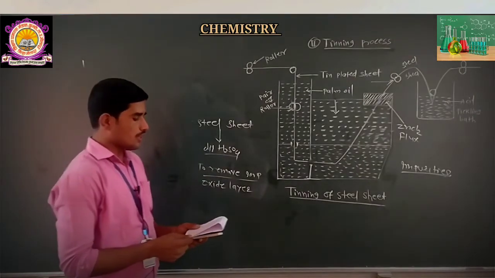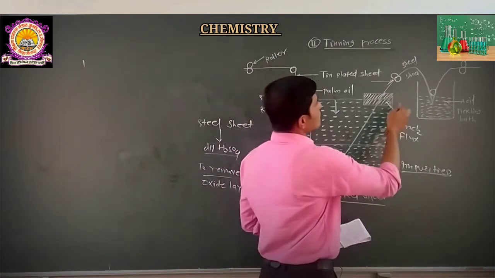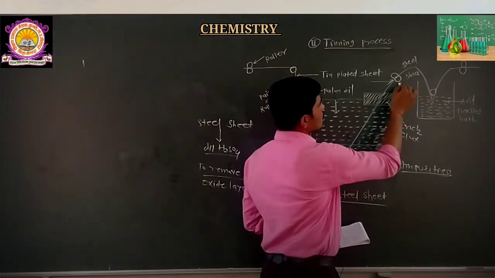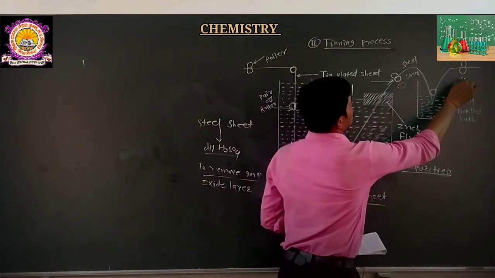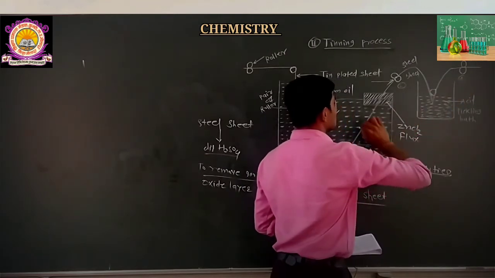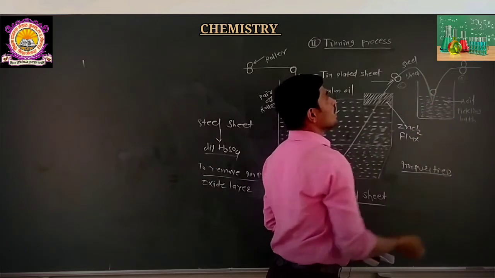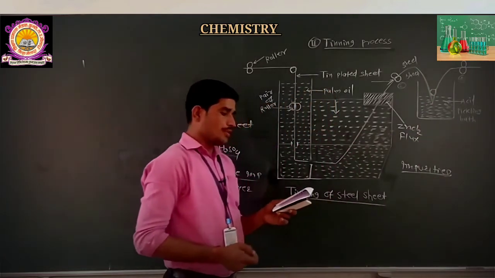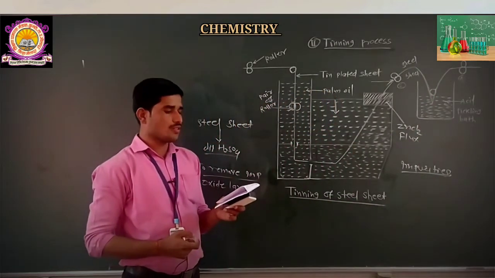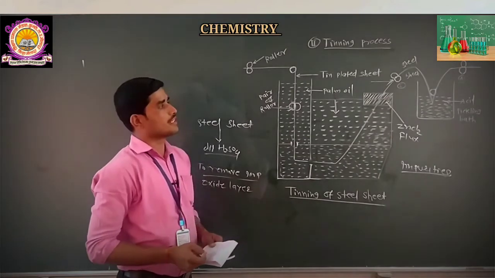Finally, what happens, a series of rollers will be observed. Like here is the first roller, here is again a roller, and this steel sheet will be passed through those rollers, and finally we get a uniform surface all over the steel metal sheet.